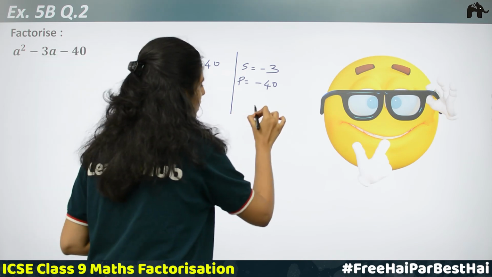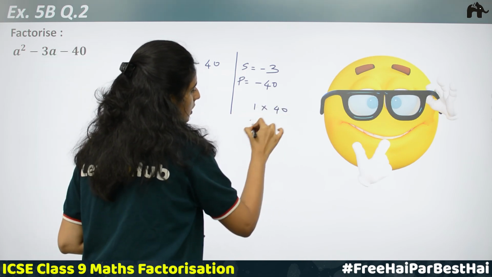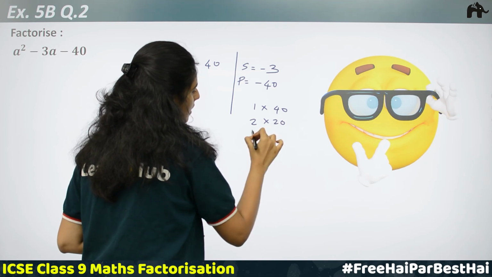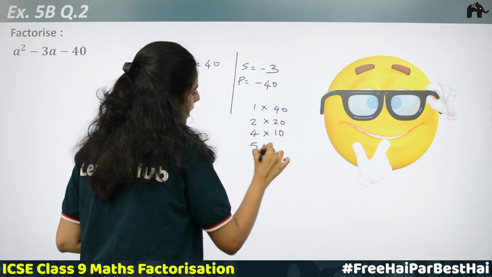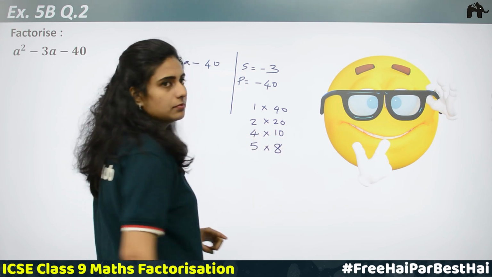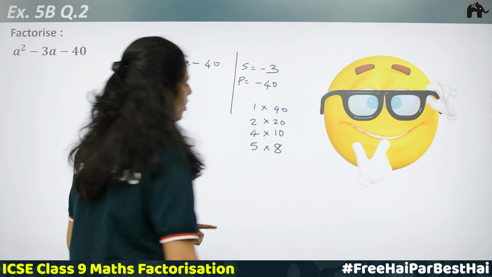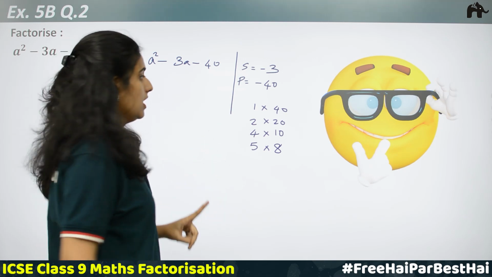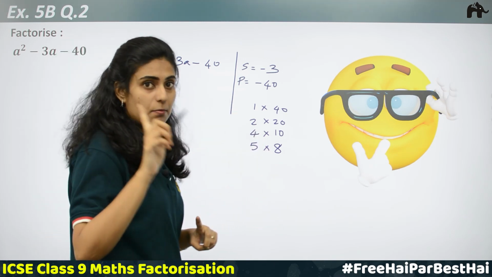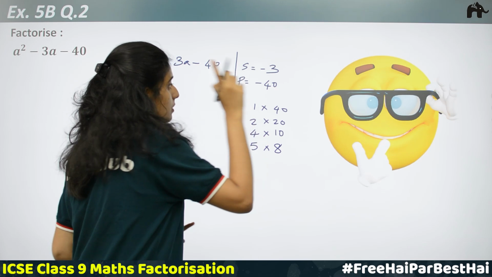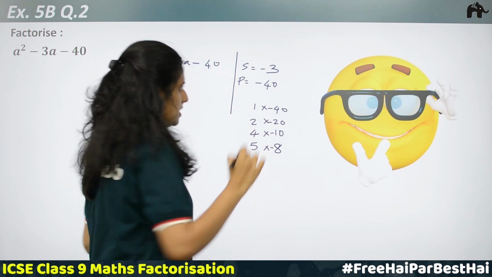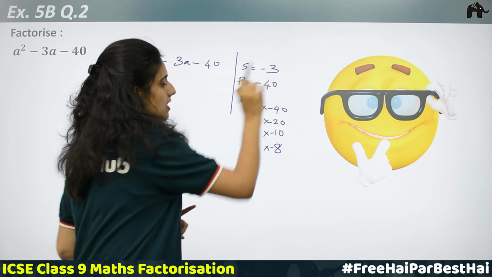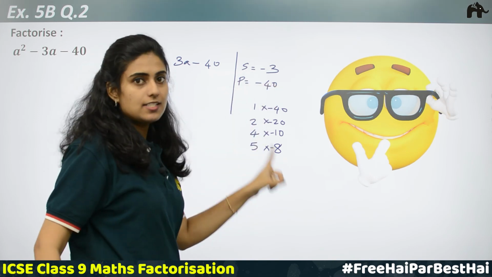Okay, how do we get 40? 1 into 40, 2 into 20, 4 into 10, 5 into 8. Okay, in all these cases you will be getting 40. Greater number should be, that is one number will be negative, greater number will be negative. So minus 40, minus 20, minus 10, minus 8. Now you have to get the sum minus 3. So 5 minus 8 is minus 3.